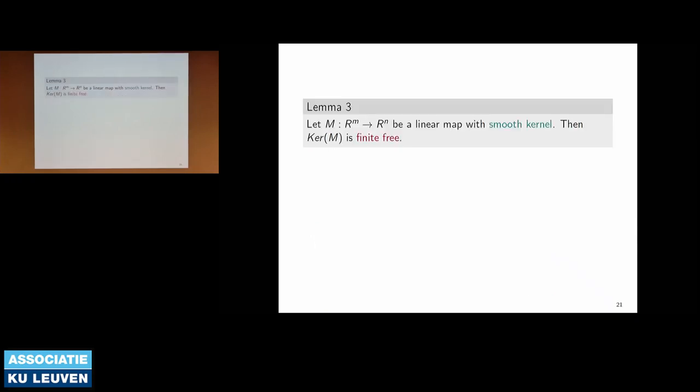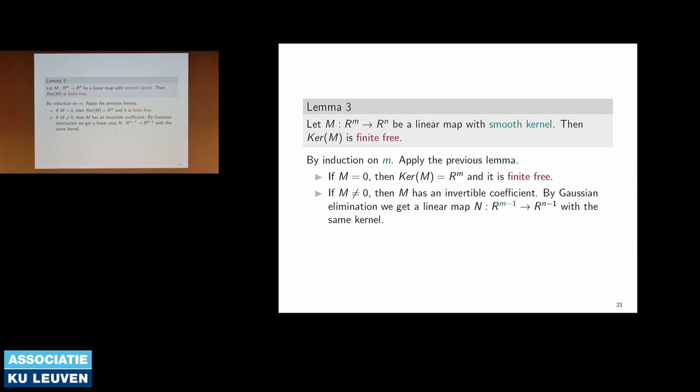Okay, and very quickly, so let us assume, again, a linear map with a smooth kernel. We want to prove that the kernel is finite free. So the idea we do by induction on m, apply the previous lemma. If m is equal to 0, this is immediate, the kernel is the whole thing. And if m is different of 0, then we know that one of the coefficients of the matrix corresponding to m is different of 0. So it's actually invertible. And then we can use Gaussian elimination using this invertible element to go back to m-1.